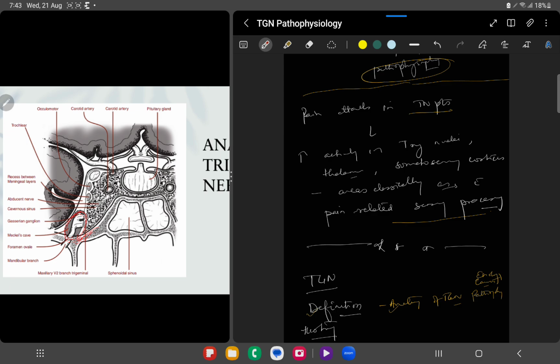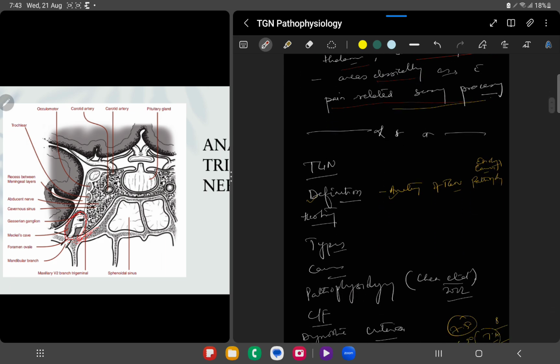One more thing that is important here is that in a neuroimaging study, it was found that during the pain attacks in trigeminal neuralgia patients, an increased activity was present in the trigeminal nuclei as well as thalamus and somatosensory cortices, which was actually related to the pain related sensory processing.